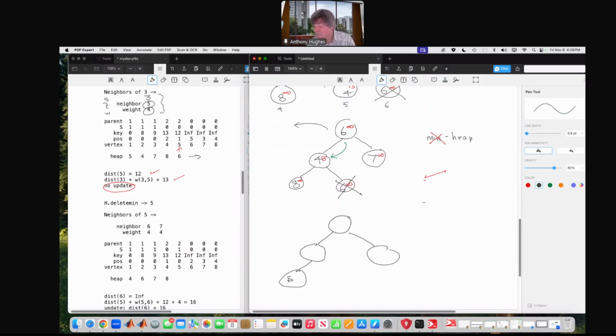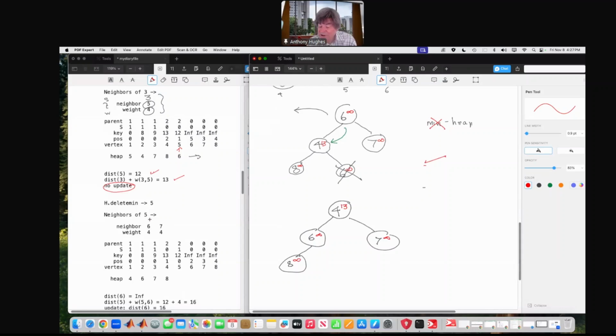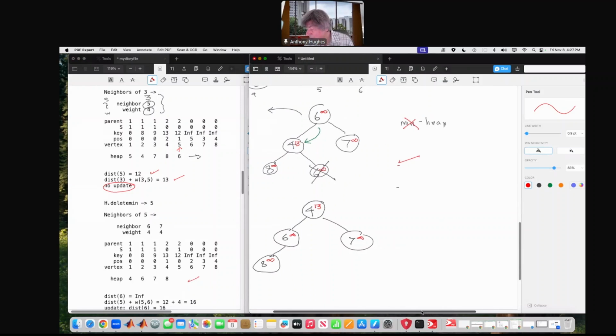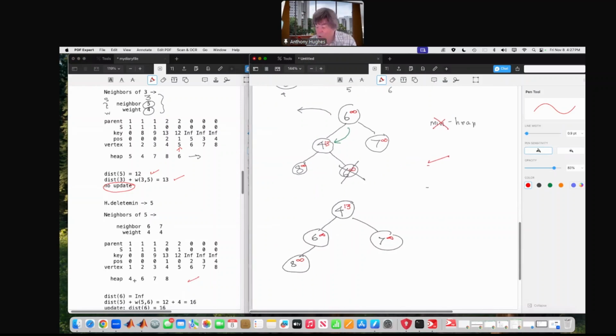This is 8. This is now 6. This is now 7. And at the top, we got 4. And we've got, this is 13. 6 is infinity. It's not a very great example. I don't know why I picked this one. Okay. So we deleted and we're left with, let's check that the tree is what we think it is. It says 4, 6, 7, 8.